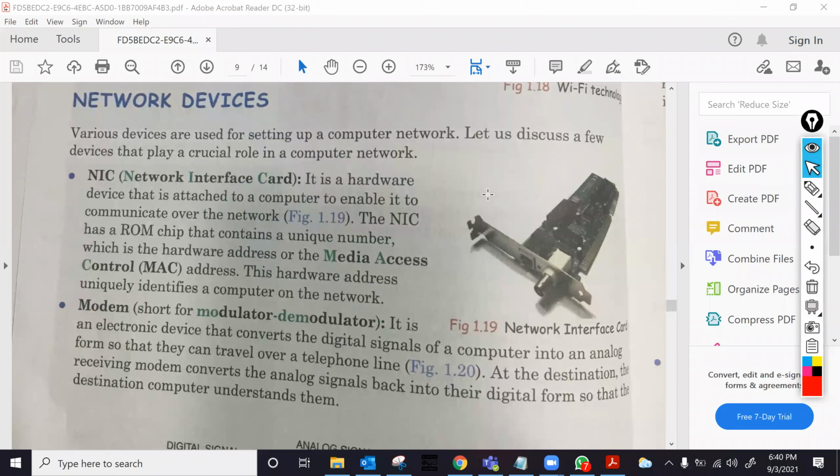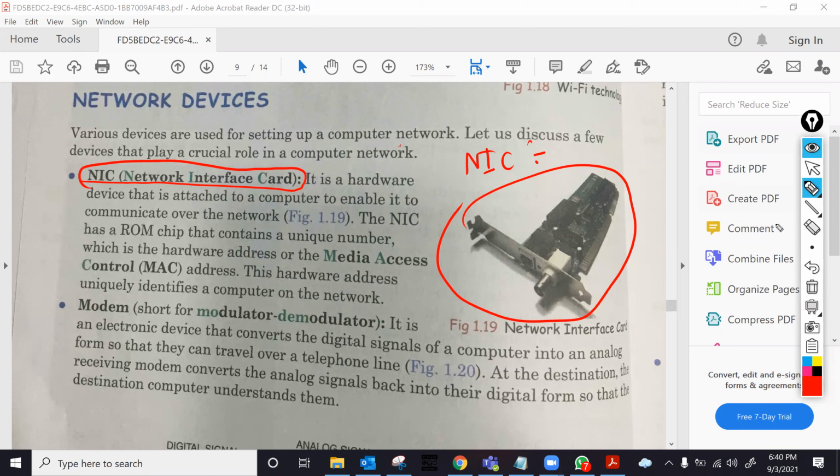Okay, now we will go through what the networking devices are. Various devices are used for setting up the computer network. Let us discuss a few devices that play a crucial role in a computer network. NIC. I think we have discussed this earlier. What do you mean by NIC? Network interface card. Very good. Network interface card.